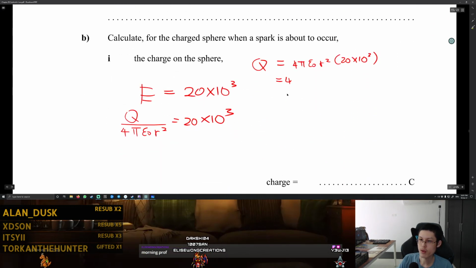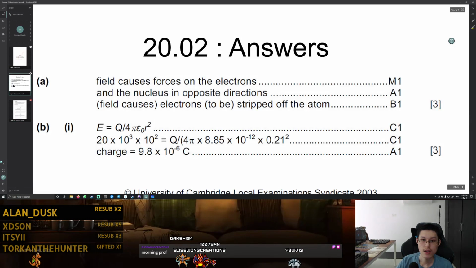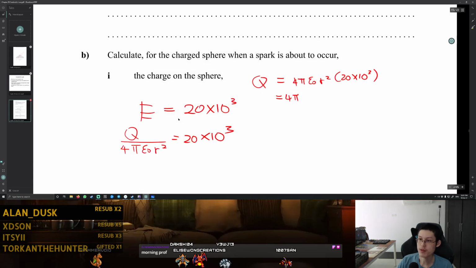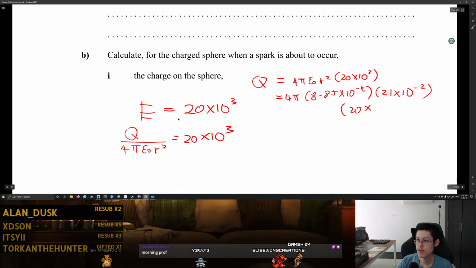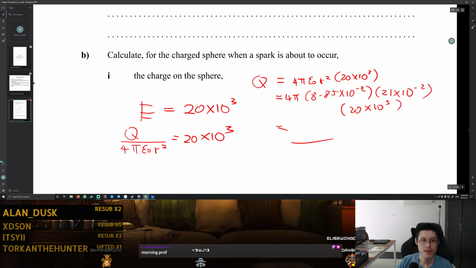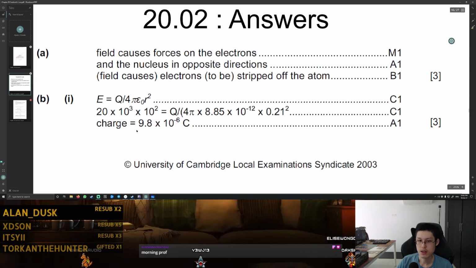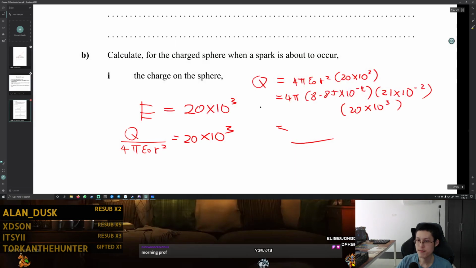So this is going to be 4 pi epsilon, which is 8.85 times 10 to the power minus 12. Oh, not 15. Okay. And then you work it out, and voila, you get your answer, which is 9.8 times 10 to the power negative 6. There you go. Okay.